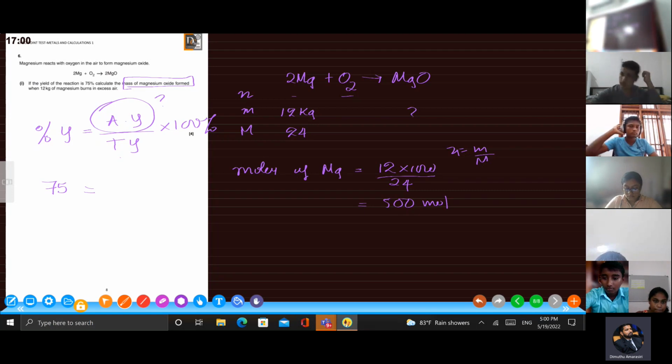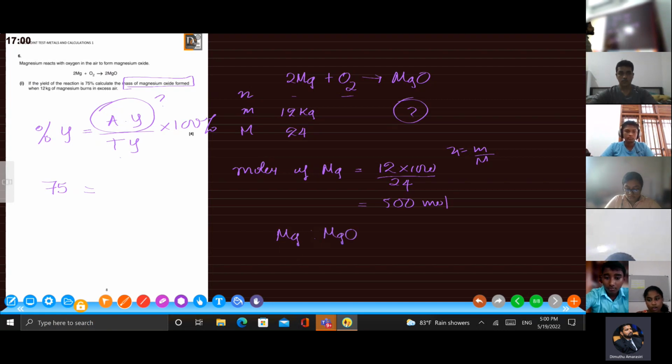Okay. So the moles of magnesium is 500, and we need to find out the moles of magnesium oxide. So we use what? The magnesium to magnesium oxide ratio. Right? So we have 500 moles of magnesium. We don't know magnesium oxide. Then magnesium oxide becomes 250 moles. This is the main percentage yield calculation.